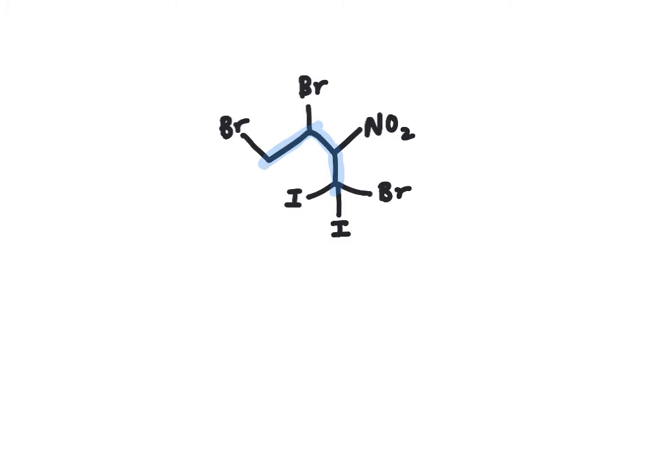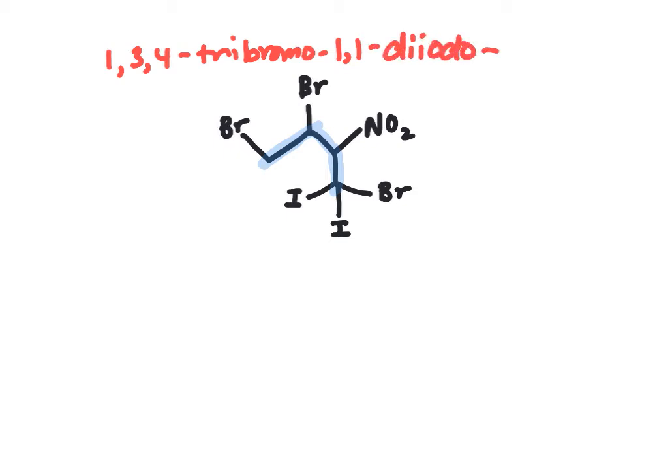So when we assemble the name, we have to alphabetize. So the name would be 1, 3, 4 tribromo dash 1,1 diiodo dash 2 nitrobutane.